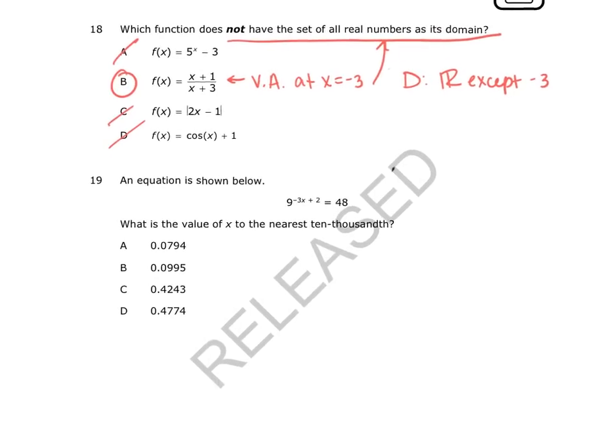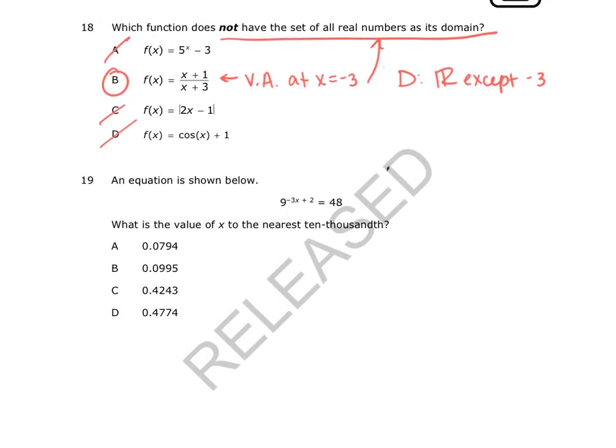Number 19. I'll show you how to do it by hand. But since this is calculator active, please just plug in the answers and check. Right now it's an exponential function written as b to the e equals a. We can convert that to a log: log base b of a equals e. So that would be log base 9 of 48 equals negative 3x plus 2. This part can go in the calculator, and give me a second because I don't have a calculator in front of me and I need to find out what this is.